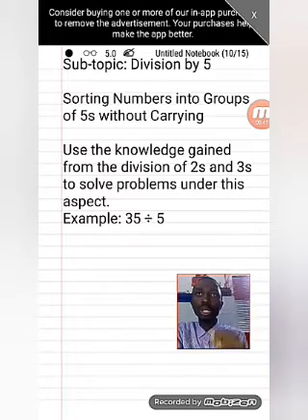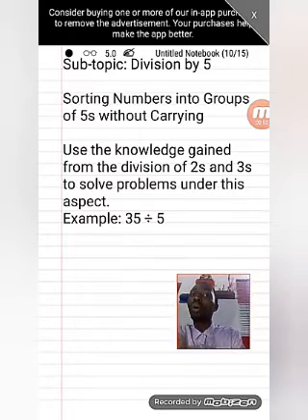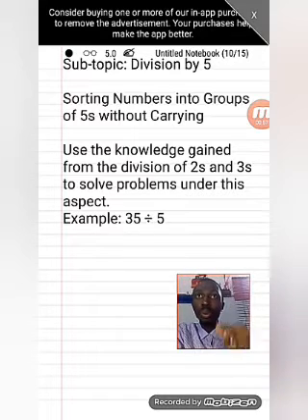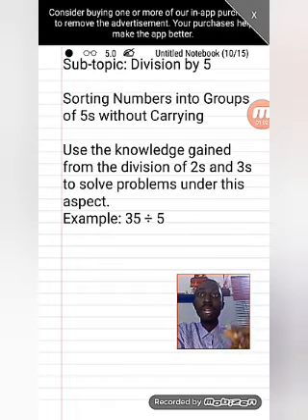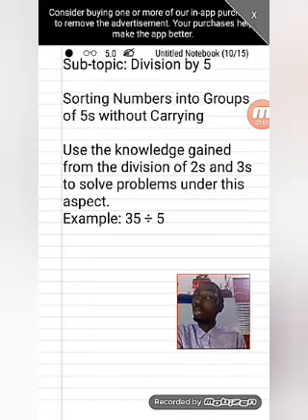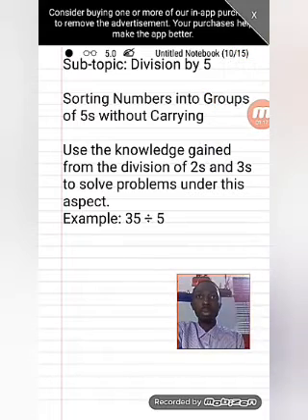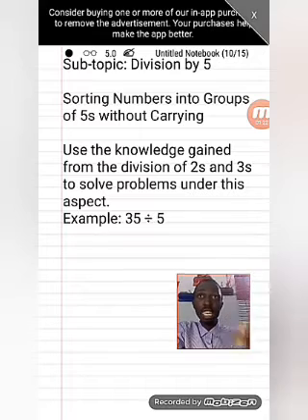Now, how do we do this? Use the knowledge gained from division of 2s and 3s to solve problems under this aspect. That is, you can use counting, which is the old method and the slow method. Then you can use the knowledge of your multiplication table to solve this as well. Now let's look at the first example we have here.